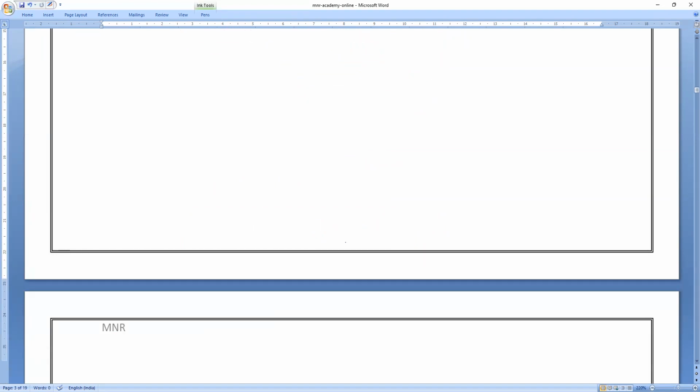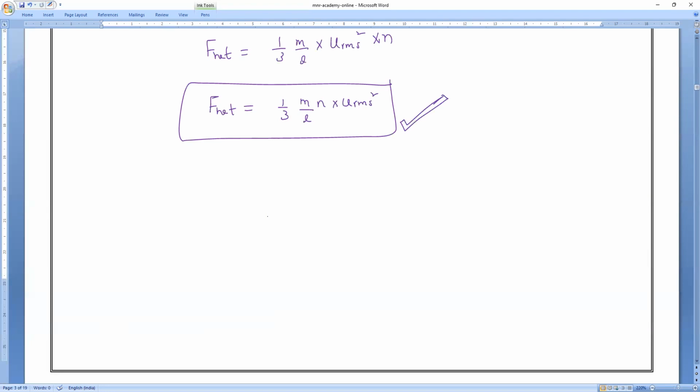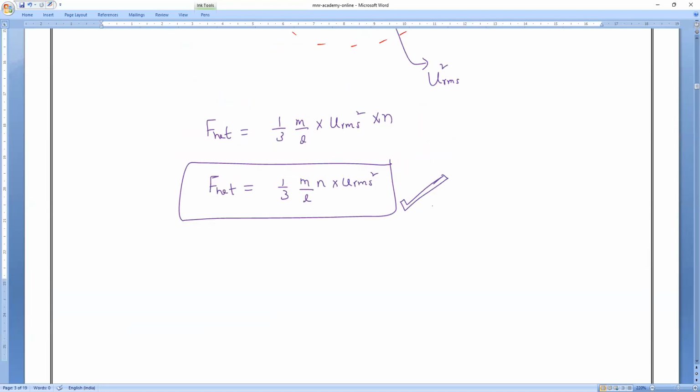Next. We got force only, but actually what we have to find? Pressure. So pressure means what is the formula? Force by unit area. Area is length into L, L into L. So area is equal to L into L. That's all. So pressure P is equal to force by area. So force is equal to 1 by 3 into m by L into n into u square, root mean square velocity, divided by length. Area is equal to L into L.